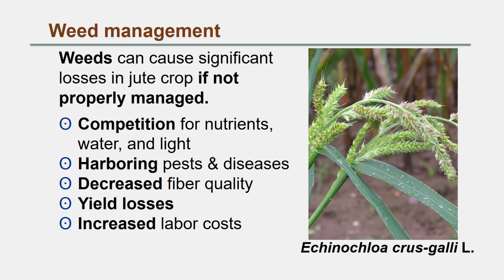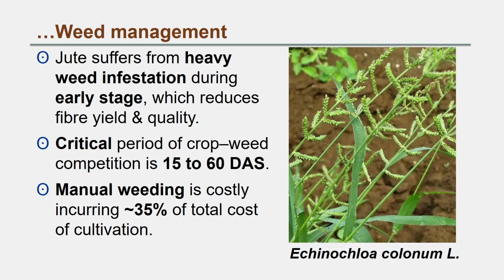So, weeds can cause significant losses in jute crop if not properly managed. Competition for nutrients, water, light, they can harbor insect pests and diseases, decrease the fiber quality, cause yield losses, and increase the labor cost. So, a number of harmful effects are there if weeds are not controlled. Overall, in one line you can say that weeds reduce yield and quality of the jute crop.